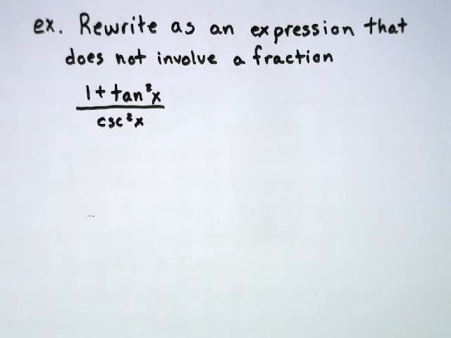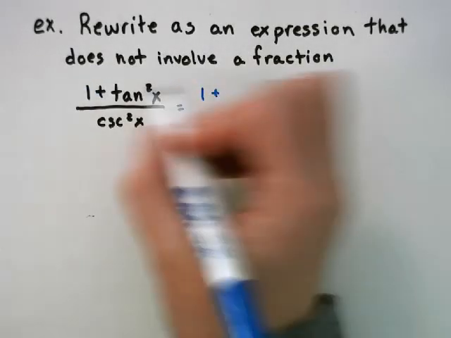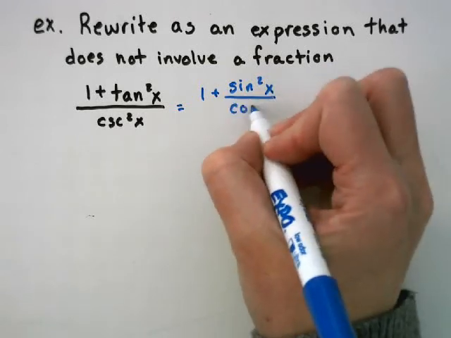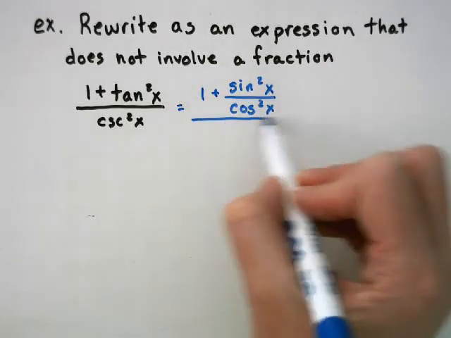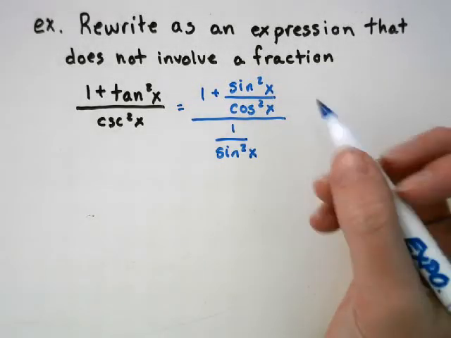Next example, pretty much similar, but how we're being asked is a little bit different. So rewrite as an expression that does not involve a fraction. So we have a fraction, 1 plus tangent squared x over cosecant squared x equals, well, we'll figure that out. Again, turning everything in terms of sine and cosine. Okay, so the 1 is going to stay. Tangent squared is going to become sine squared over cosine squared, all over 1 over sine squared x.